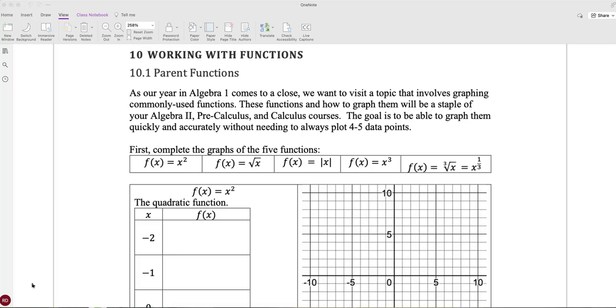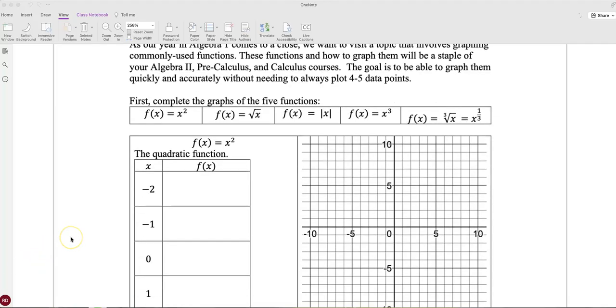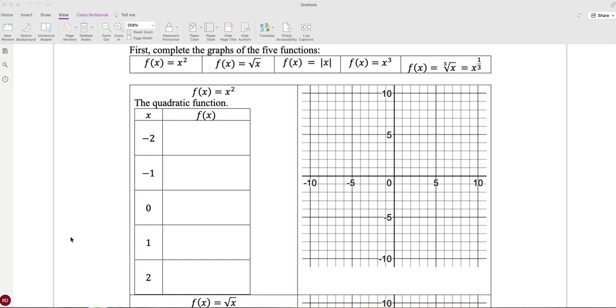Okay, Algebra 1, this is our last unit. It's a mini unit on graphing, so it should be fairly straightforward. What we're going to do is graph these 5 functions. Now, some of these you're already familiar with. X squared should be pretty easy.